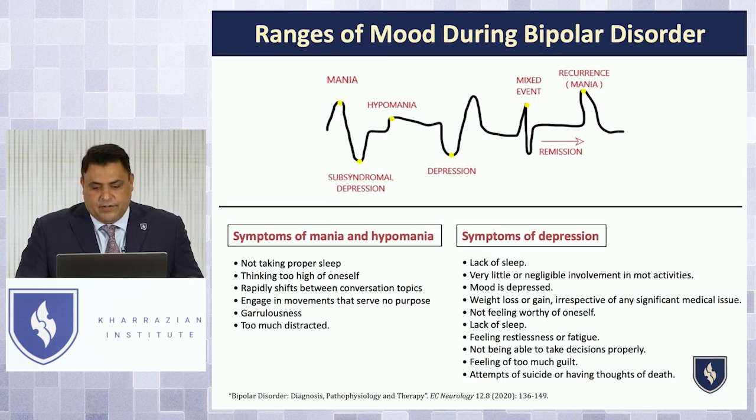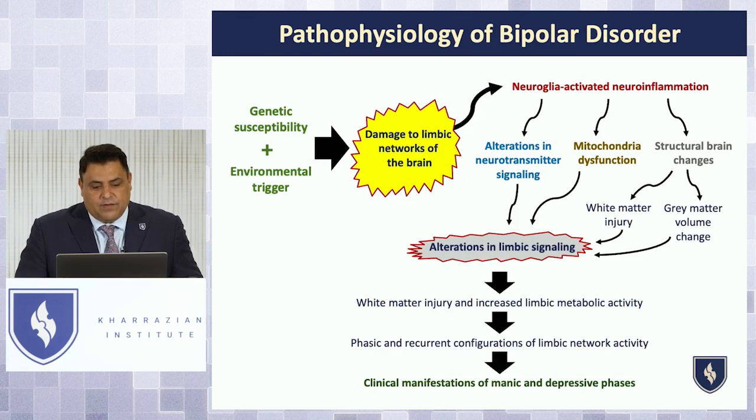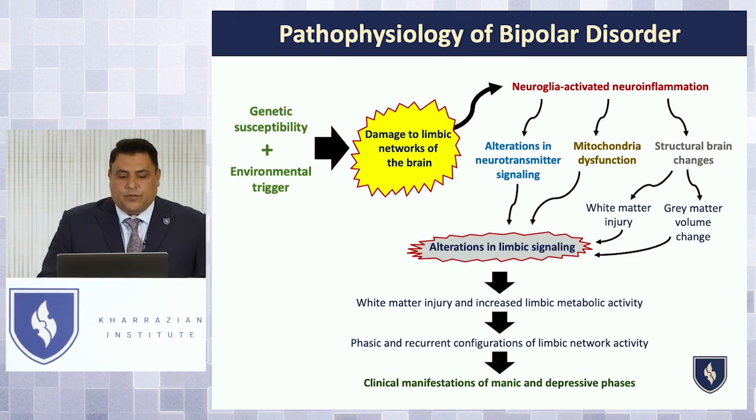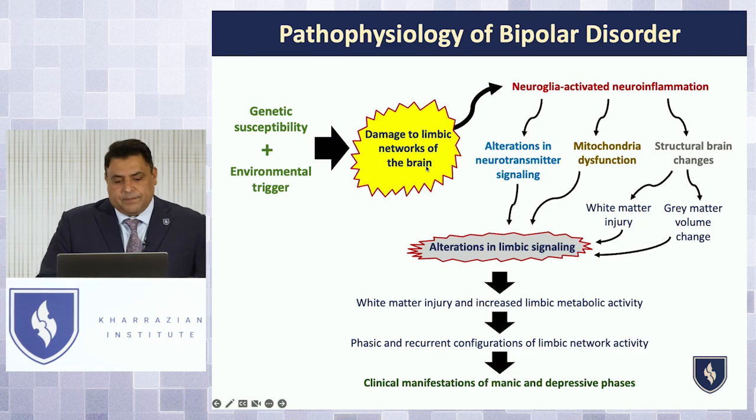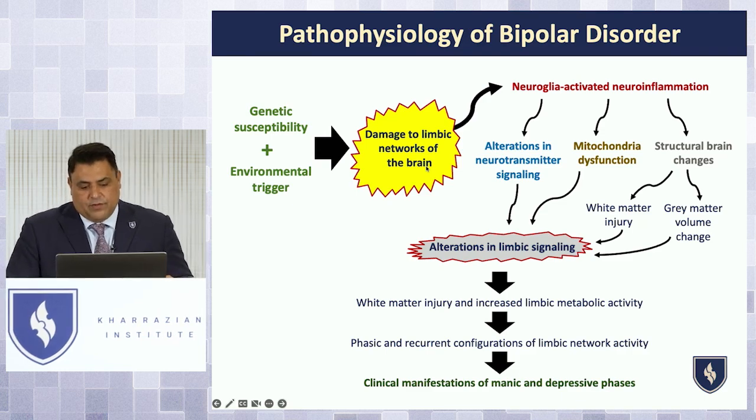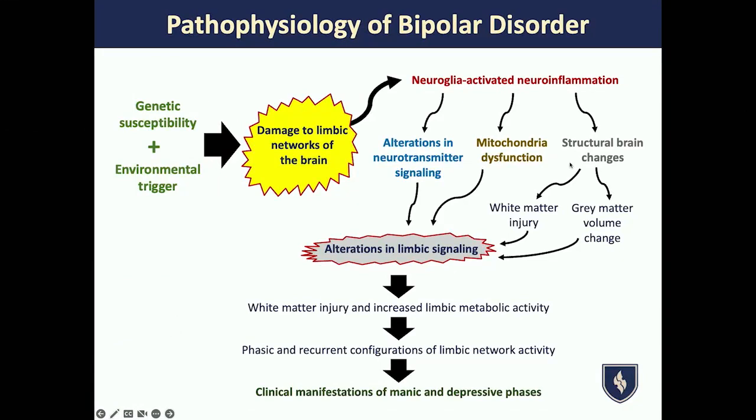hypomania and depression. And if you look at the pathophysiology of bipolar disorder, there's some genetic susceptibility, environmental triggers that then cause damage to limbic networks. And then the limbic networks are dysfunctional. Their mitochondria are dysfunctional in these networks. There's brain changes, there's altered signaling, and then they're prone to inflammation.